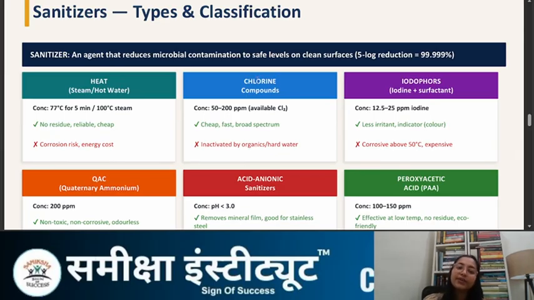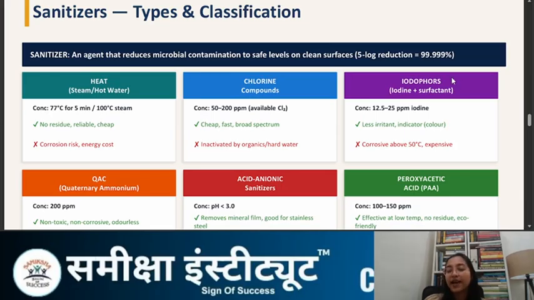Then second is the chlorine compounds. These are cheaper and fast, broad spectrum. It will act on gram positive and gram negative bacteria. All kinds of bacteria will be affected, and it will reduce the microbial counts. We use it at a concentration of 50 to 200 ppm to ensure that the chlorine is available. Then what is its disadvantage? It gets inactivated by organic compounds and hard water. So we need to use some caution. We cannot use it in case of hard water and organic compounds. For them, we can go for steam. We can use a combination of methods.